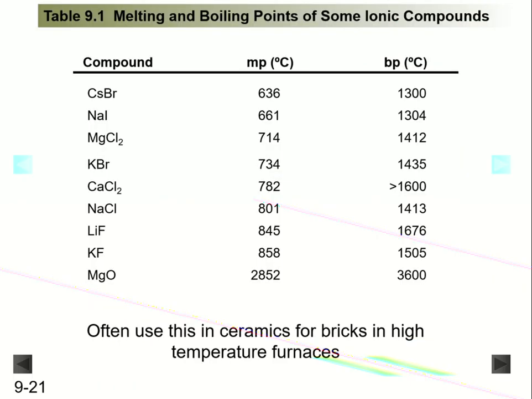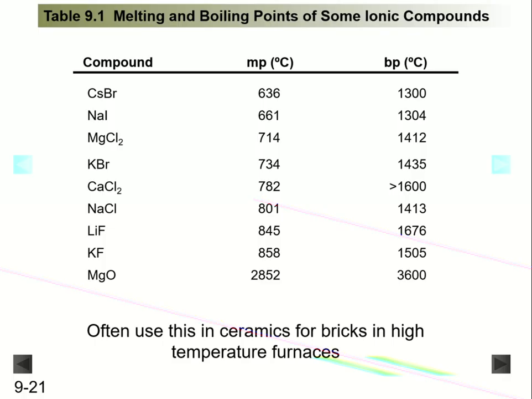Here are melting and boiling points of some ionic compounds, and you can see that they're quite large numbers. There are some that are even higher than this. They're very, very high values. And you often use ionic compounds in ceramics or for bricks in high temperature furnaces because they can withstand very high temperatures without melting. Aluminum oxides, magnesium oxides. Typically, when you're working with ceramics for bricks for high temperature furnaces, you want something with a really high lattice energy because a high lattice energy will have a higher melting point.